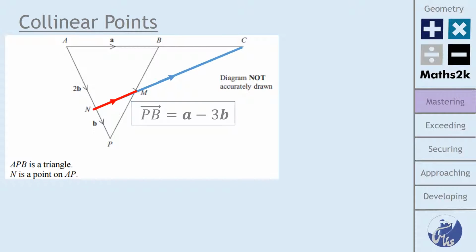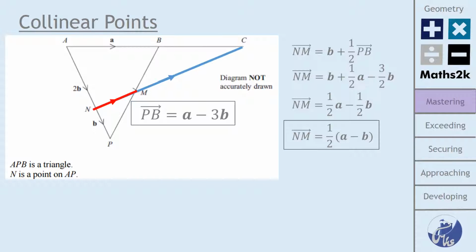So to start off with, we're going to look at the vector NM, and we're going to go via point P in order to demonstrate what this is in terms of a's and b's. So to get from N to M, you do b plus a half PB, and we already know what PB is as a vector from part A before. And as M is the midpoint, we're only going to want half of this vector. So if we substitute that in, and then we start to simplify and factorize, we end up with that NM is a half of a minus b.